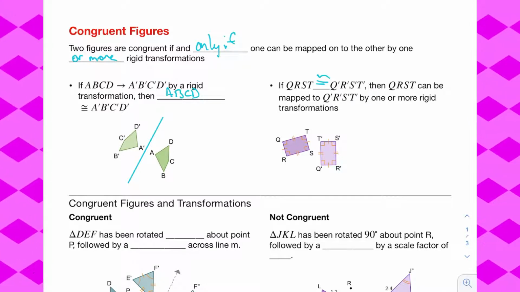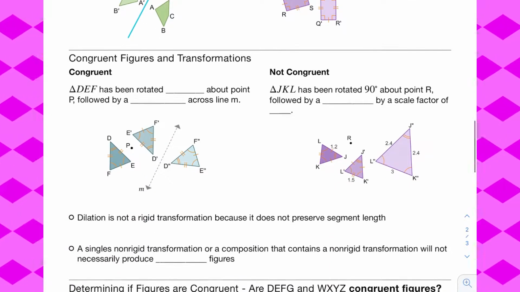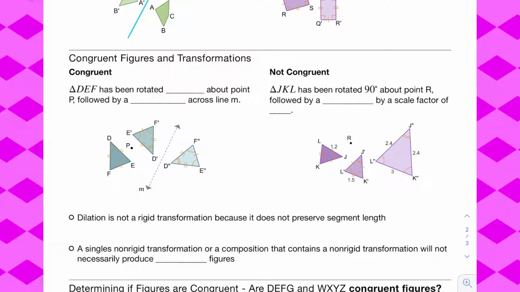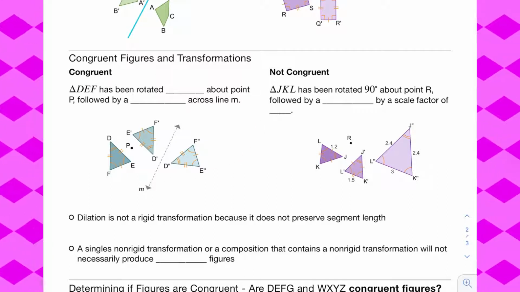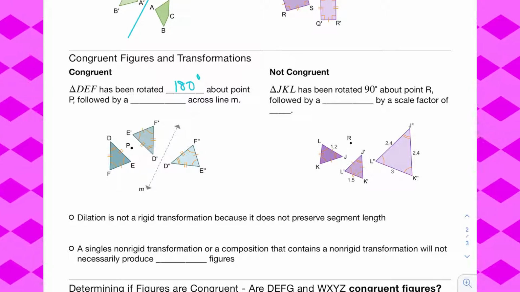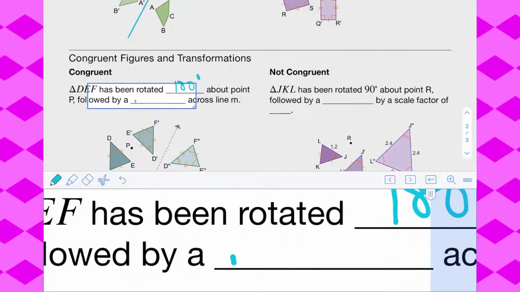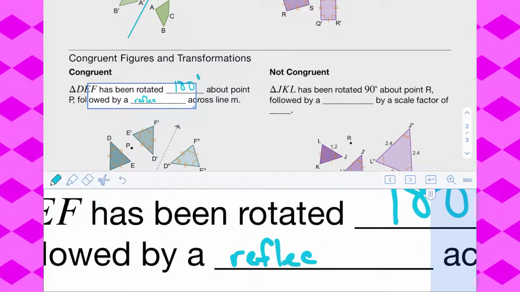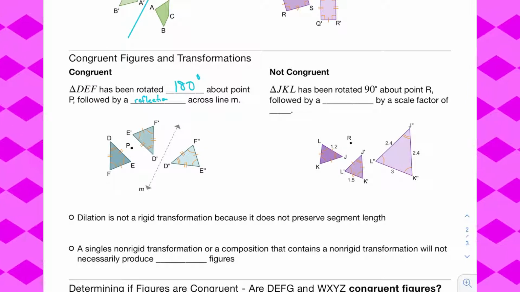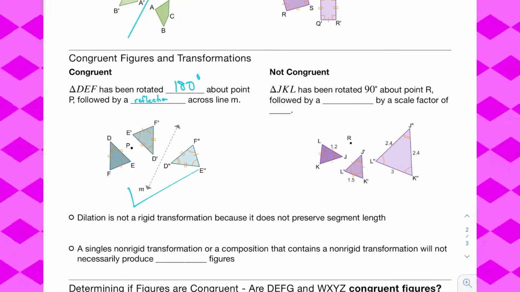So we should be able to use this idea to determine if two figures are congruent. We just need to look: is it possible for a sequence of transformations to map from one to the other? So let's look at this first one on the left. DEF has been rotated 180 degrees around point P, and then it's been reflected over line M. Because both transformations involved are rigid transformations, a rotation and a reflection, those are congruent.